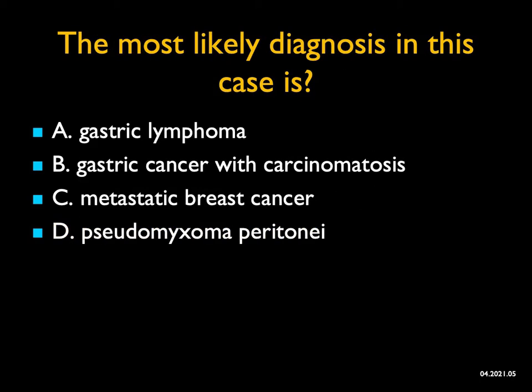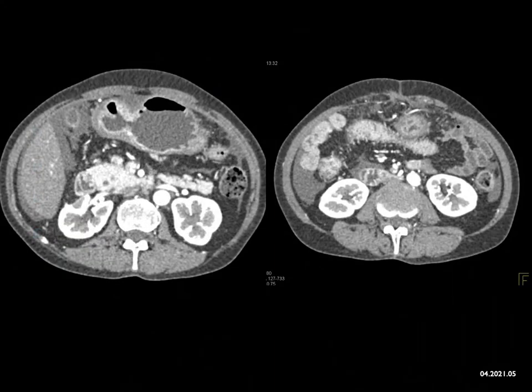The most likely diagnosis in this case is, well, what are we looking at? I'm looking at an infiltrating tumor in the antrum of the stomach. There's prominent mucosal enhancement and wall thickening. I also see ascites. I also see nodularity on the omentum consistent with carcinomatosis. So what can you think about? Well, a gastric tumor, it could be lymphoma, but lymphoma typically doesn't have ascites and rarely, if ever, has carcinomatosis.